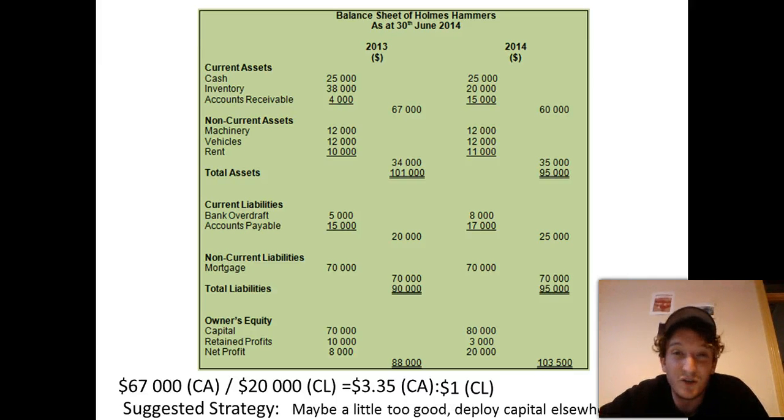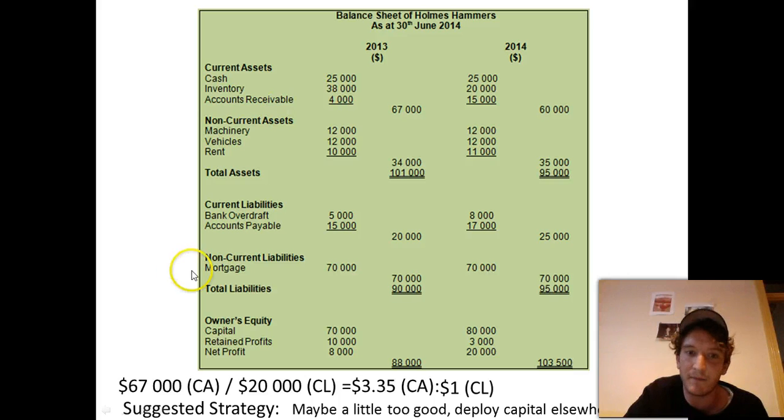In fact, the only issue you could say is it's a little too good. They seem to have a lot of money kicking around here, which they could use. They've really loaded up on inventory. They have a large cash reserve. That's money you probably could put into other things. If you've got money kicking around, maybe you could invest in some non-current assets. But it's fundamentally a good liquidity situation to be in.